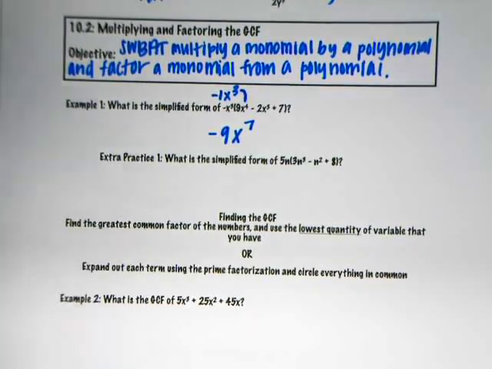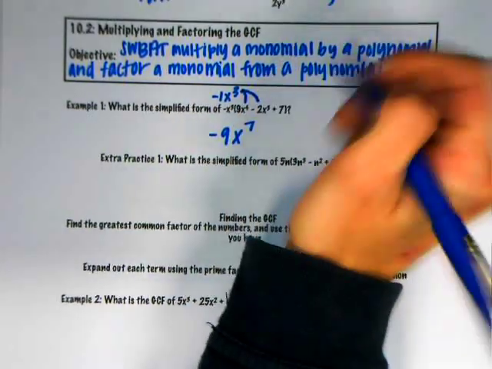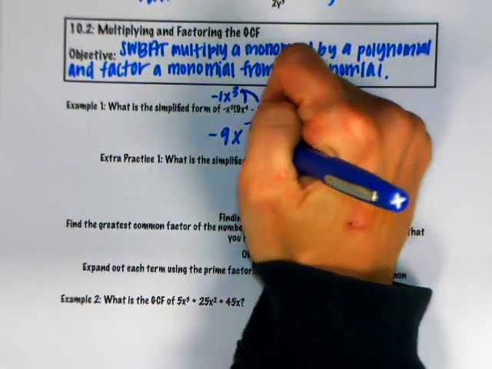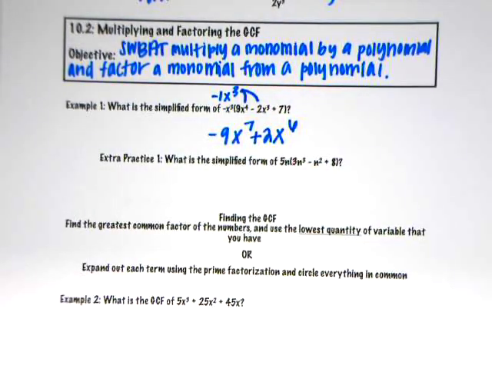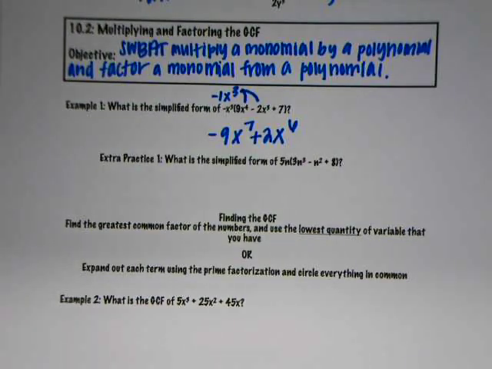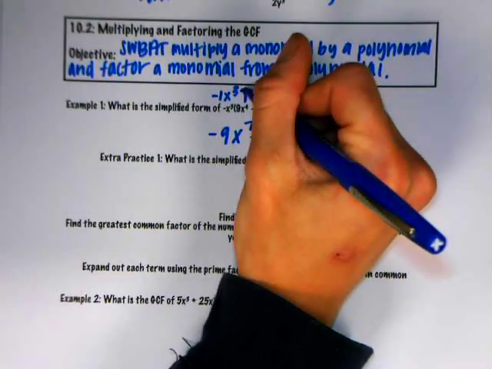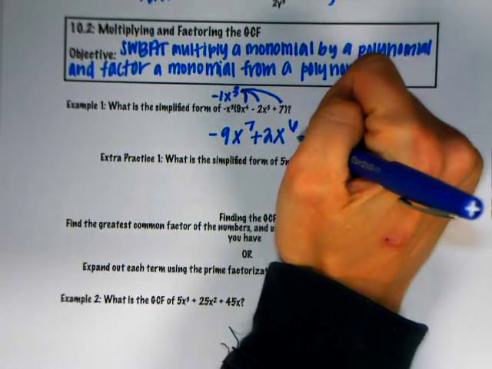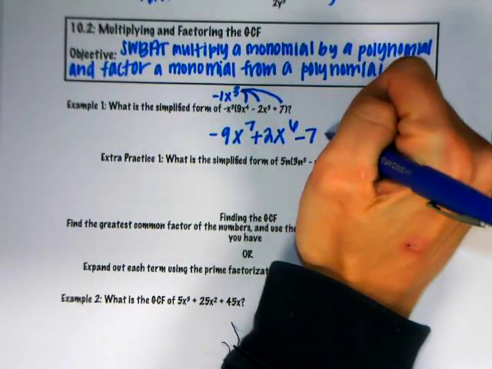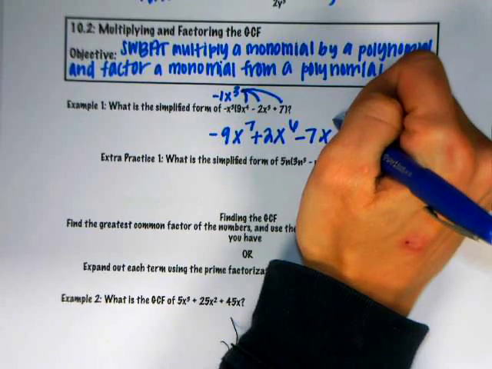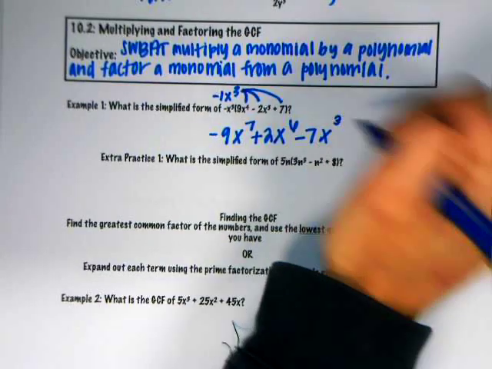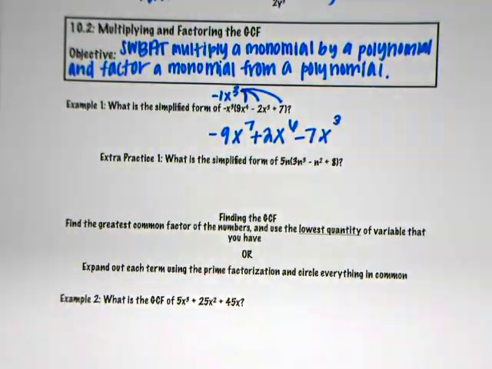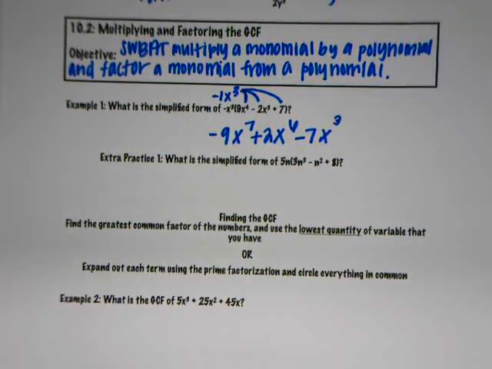Okay, then negative 1x to the 3rd times negative 2x to the 3rd. Yep, positive 2x to the 6th. Does that make sense? Okay. And then negative 1x to the 3rd times 7. So does the 7 have an x at all? Yep, so just say x to the 3rd. If that was 7x, then it would be to the 4th, because that would be an x to the 1st power. Okay? Are we good on that?